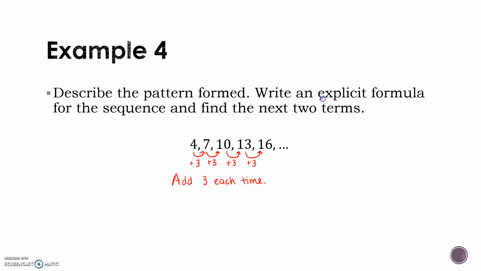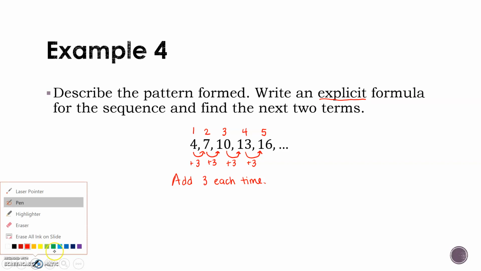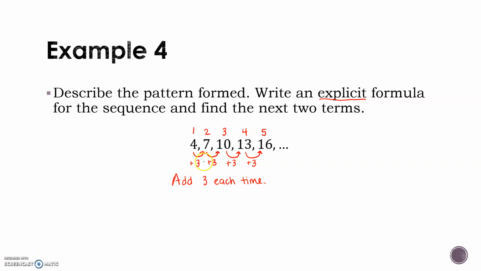Then it says to write an explicit formula. So we're not using the previous term. We have to use the term number. And this can get a little tricky. I like it because it's kind of like a puzzle to me. The best way that I found is to think about it this way. Whatever number or value we're adding every time, in this case 3, is going to go first, times the term number. So like 1 times 3 and 2 times 3.